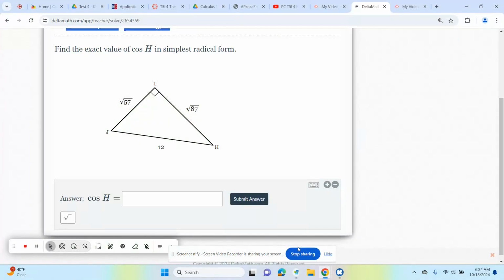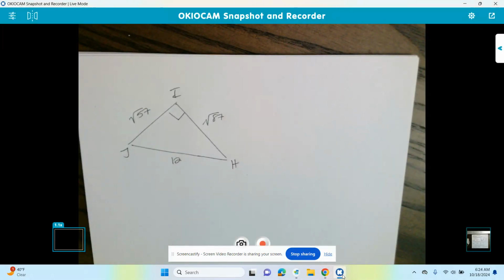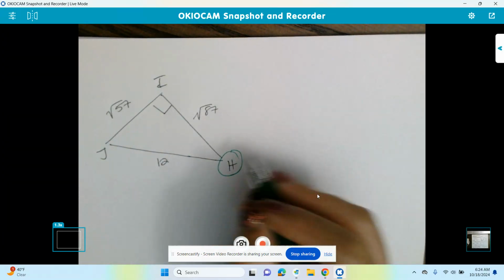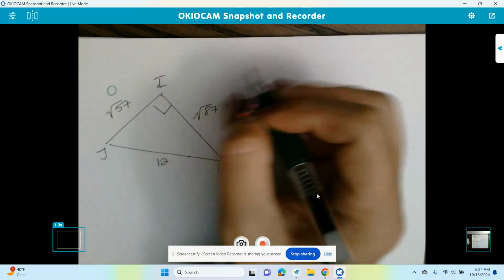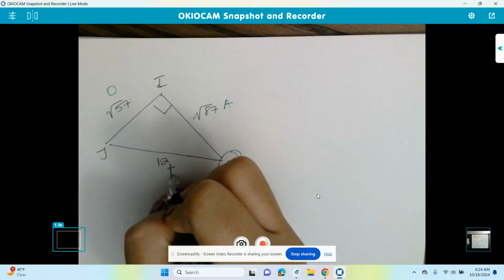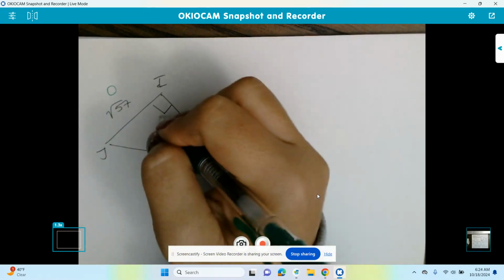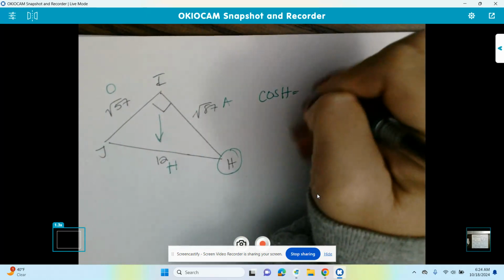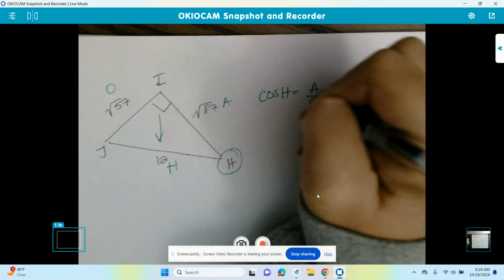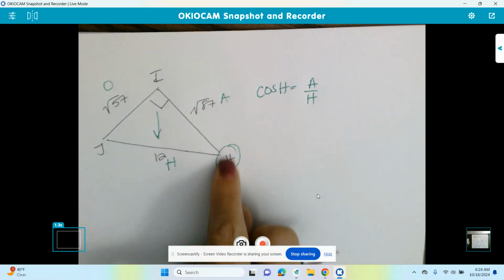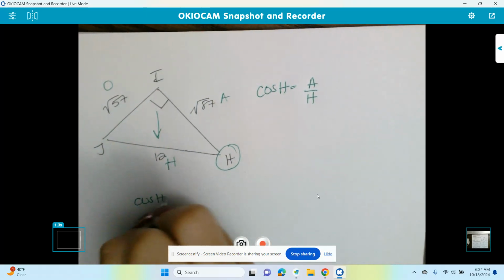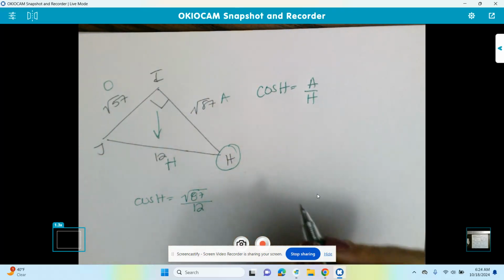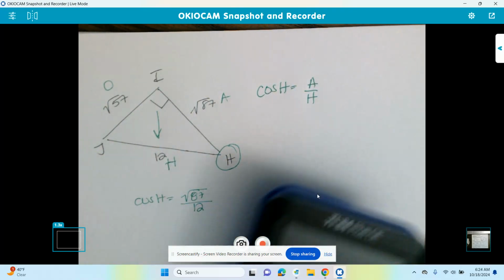All right, what did it ask me for? Sorry. Cosine of H. Okay, so we're using SOHCAHTOA here. First of all, you got to identify H. H is here. So if this is H, this is the opposite, this is the adjacent, and this is always your hypotenuse, because it's across from the 90-degree angle. So cosine of H. Cosine is adjacent over hypotenuse. Adjacent to H is the square root of 87 over 12. Now your calculator will do radicals for you real quick.